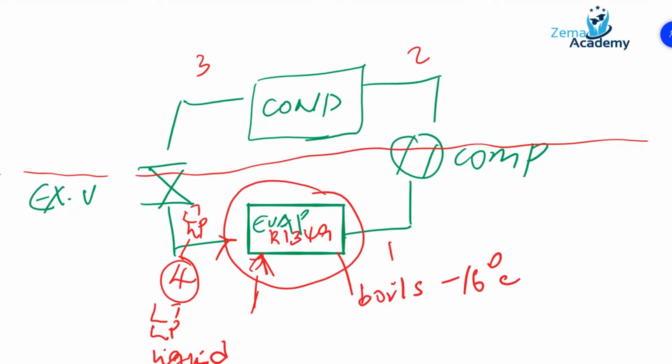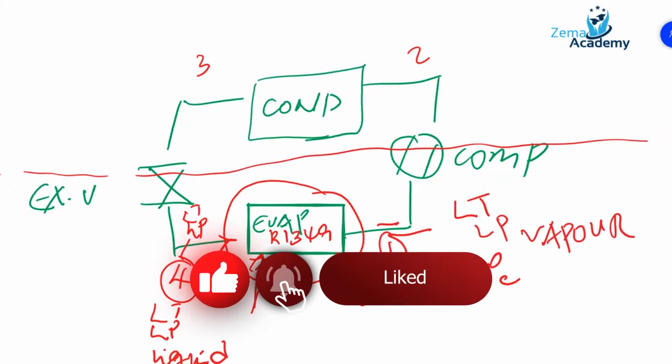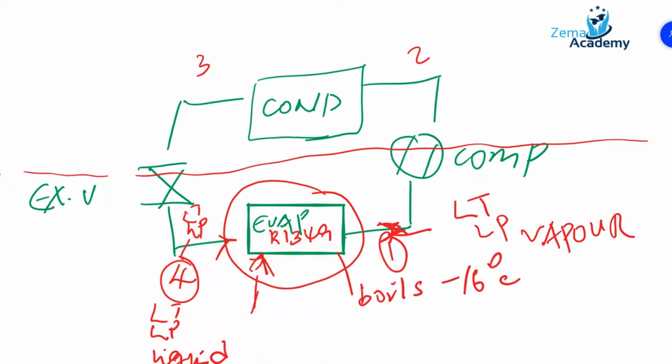So that low temperature and low pressure liquid gets boiled, and when it comes out at point 1, we have low temperature and low pressure vapor. At point 1, we have a low temperature and low pressure vapor. And then we feed it into the compressor.